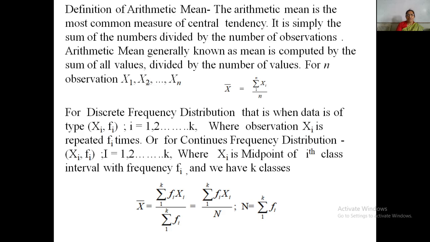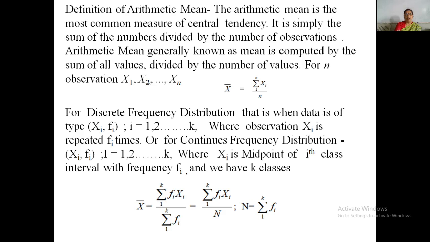If we have a discrete data set, say like 0, 1, 2, 3, 4, that means if x takes values 0, 1, 2, 3, 4, say up to k, and at the same time the frequencies are given as f1, f2, f3, f4 and so on, then such a data set is called a discrete frequency distribution. Further, the continuous type of frequency distribution means when we have data through the process of measurement, we have classified data according to class intervals.